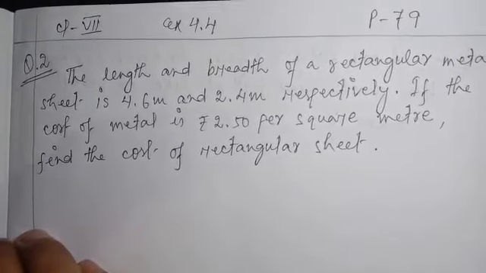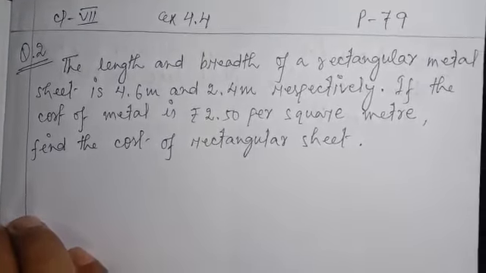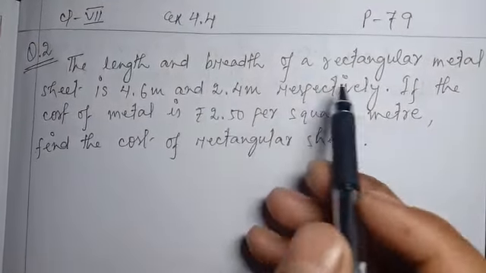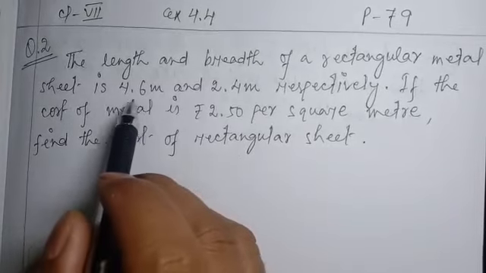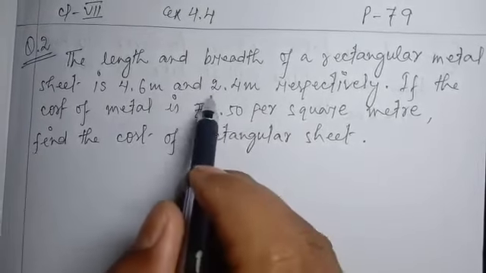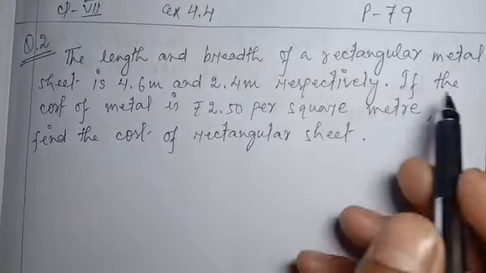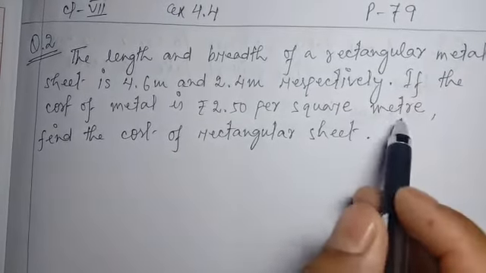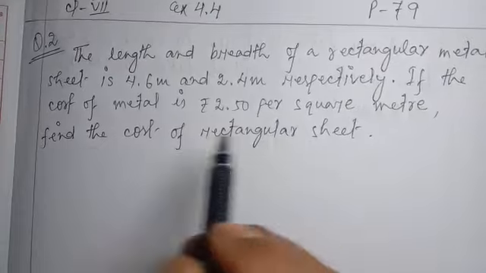Hello children, today we are going to solve exercise 4.4 question number 2. The length and breadth of a rectangular metal sheet is 4.6 meter and 2.4 meter respectively. If the cost of metal is rupees 2.50 per square meter, find the cost of rectangular sheet.